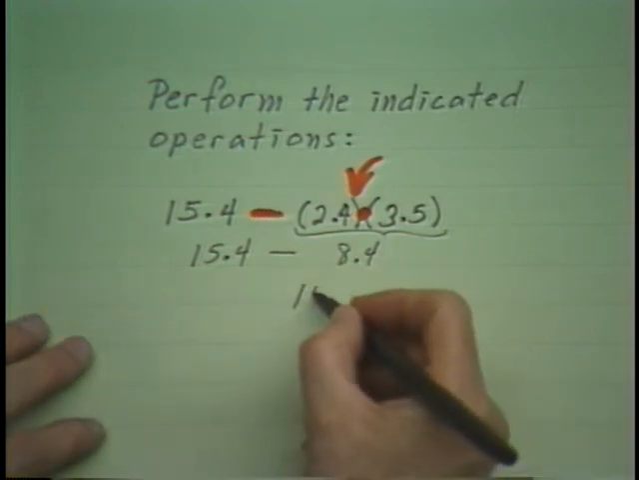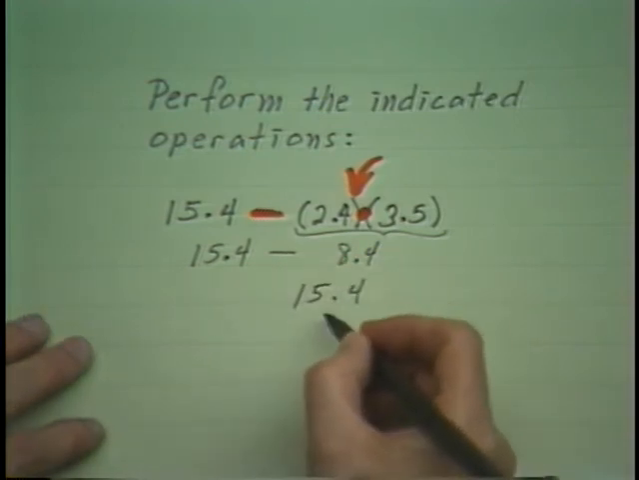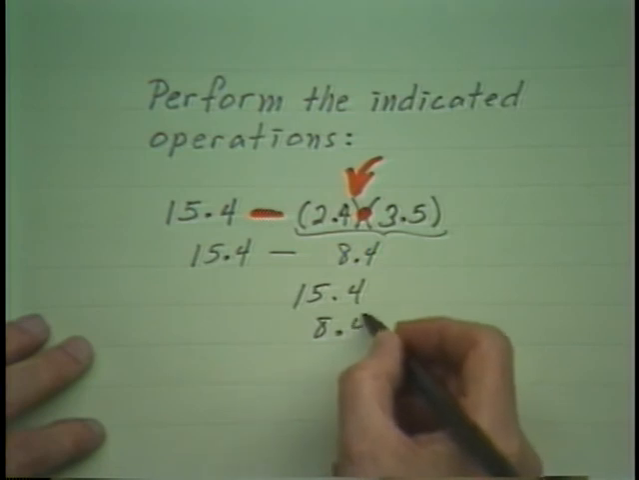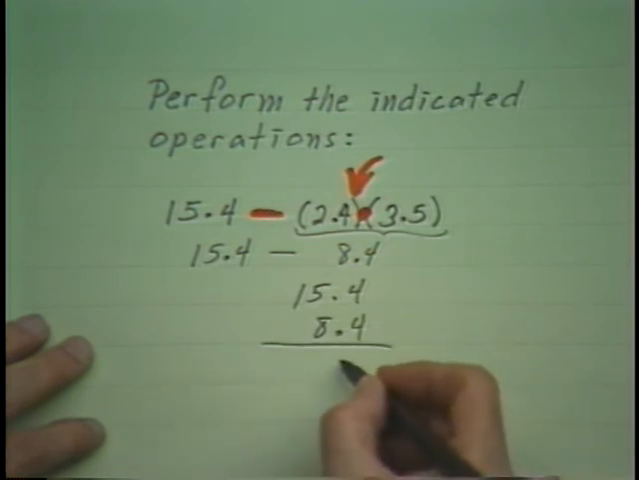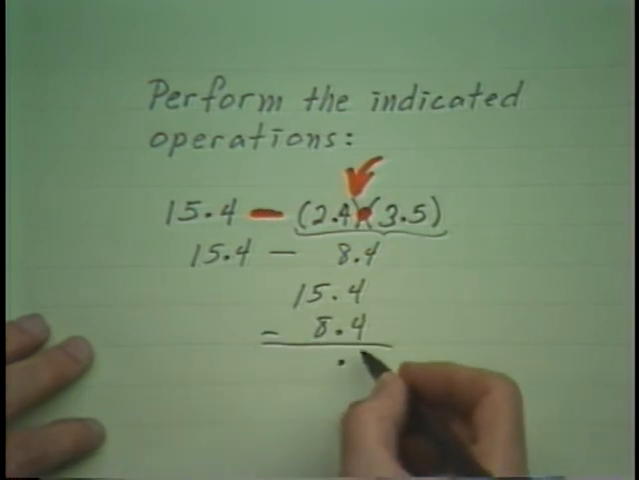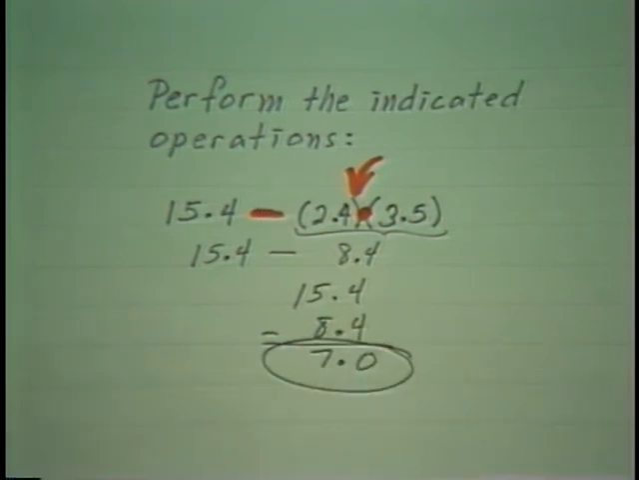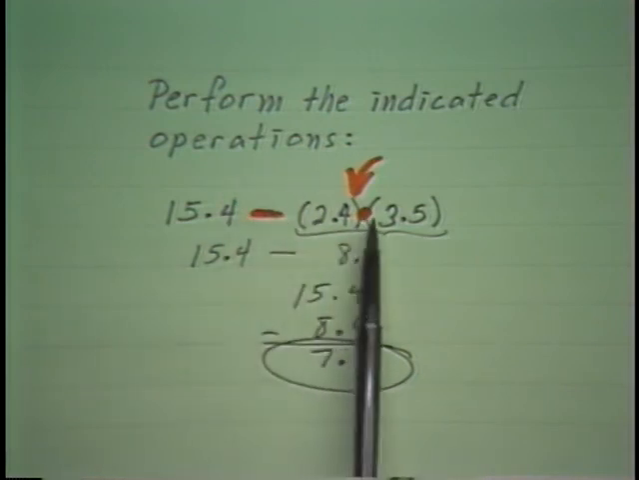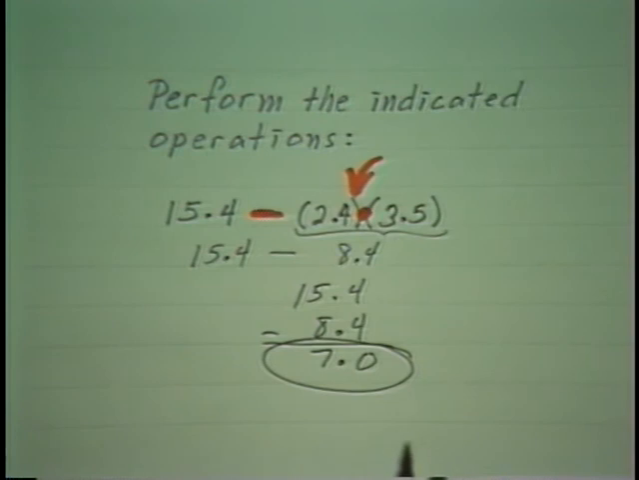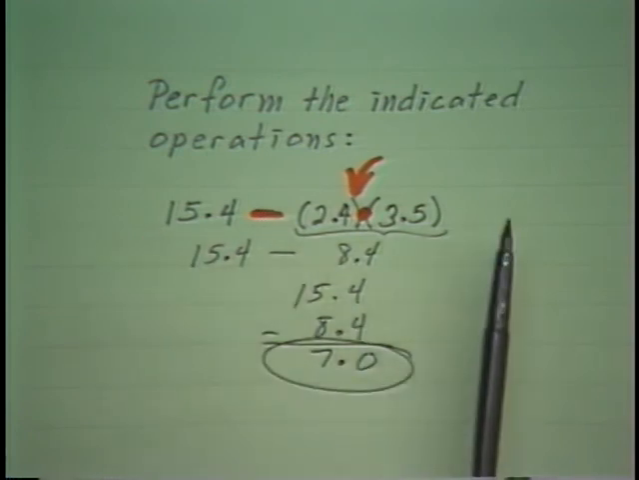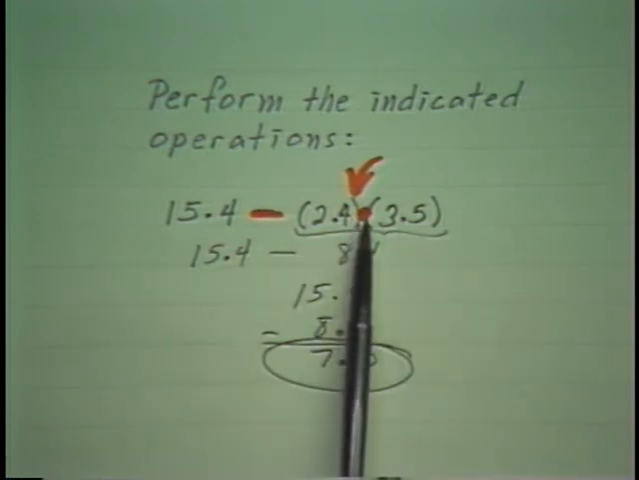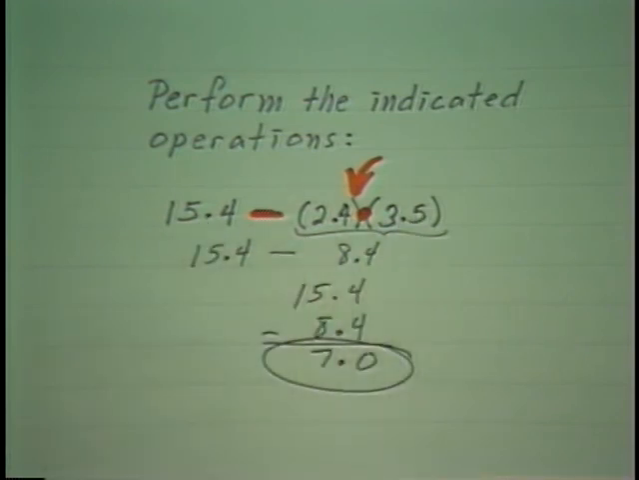So we write vertically, line up the decimal points, line up the decimal point of the answer, subtract, and we're done. The point being is between subtraction and multiplication, multiplication is done first. So this is really just several problems in one. But see what an opportunity it gives us to review our decimal arithmetic.